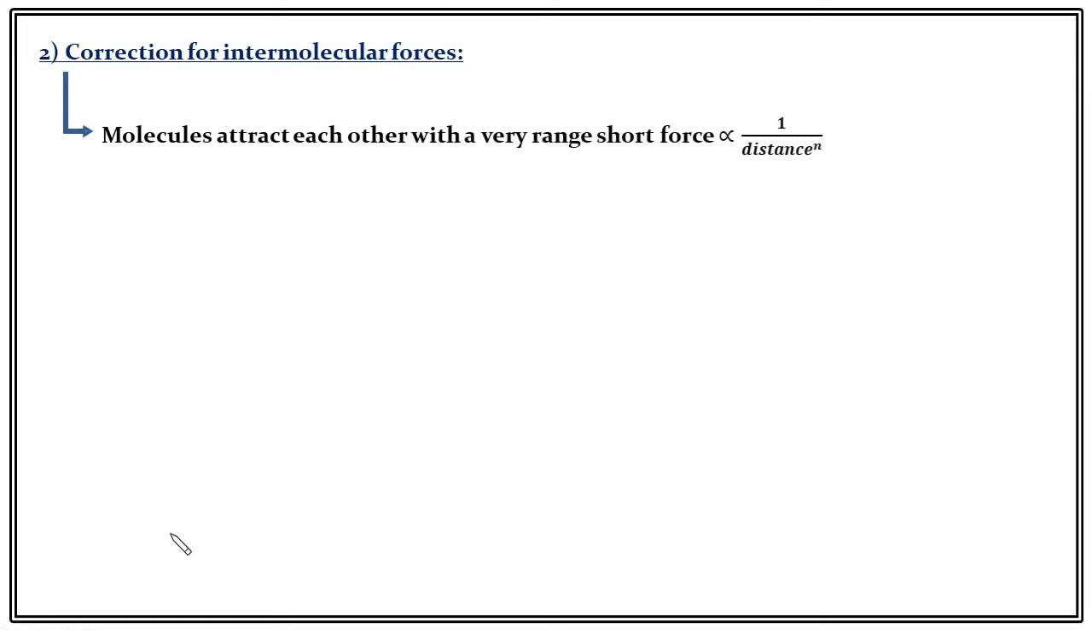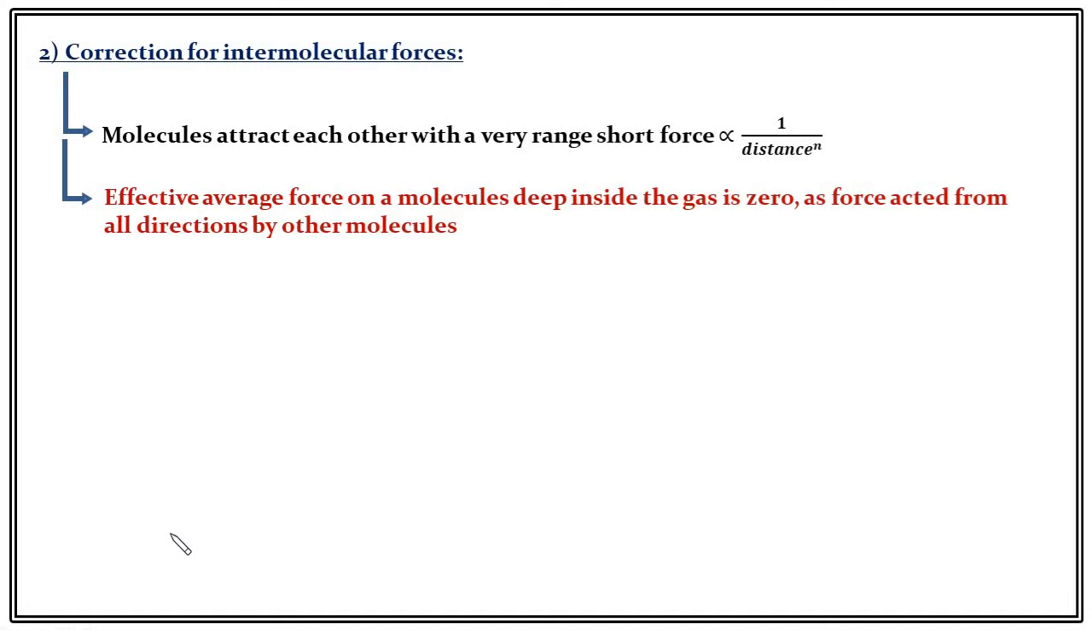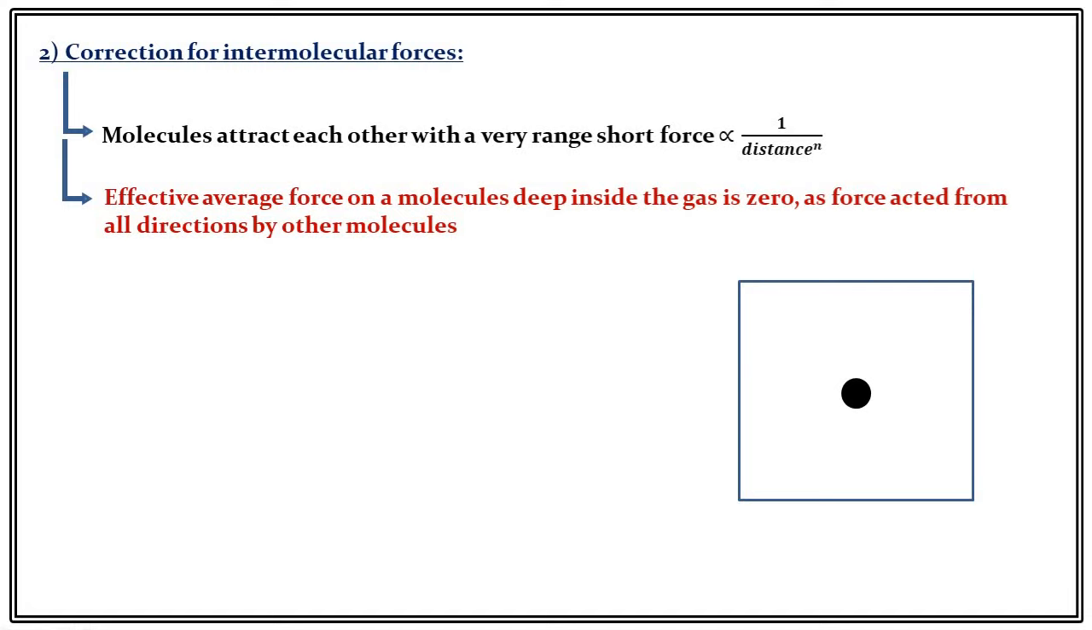The second one is the correction for intermolecular force. To do this correction, we first need to assume that molecules attract each other with a very short range force. That is, the attractive force is very short range and this force is inversely proportional to some power of the distance. For such a force, the effective average force on a molecule which lies deep inside a gas is zero. How can we understand it? Suppose we have a molecule somewhere deep inside the gaseous volume. In that case, all the molecules lying around this molecule will try to attract it, and in that scenario, the forces will balance.